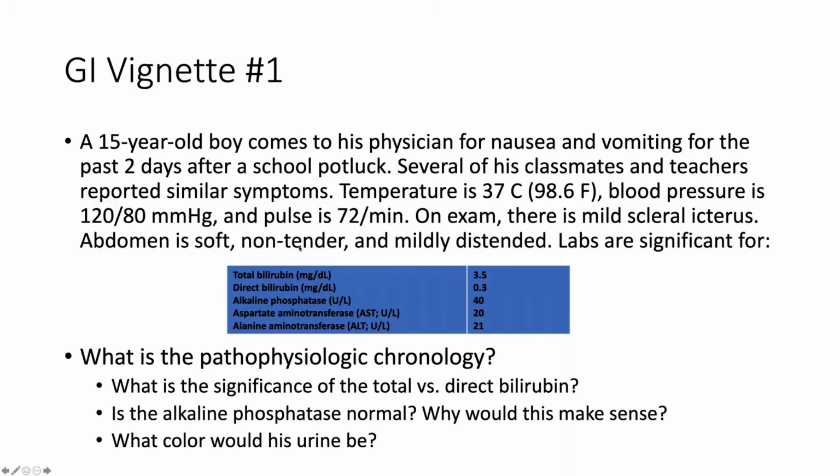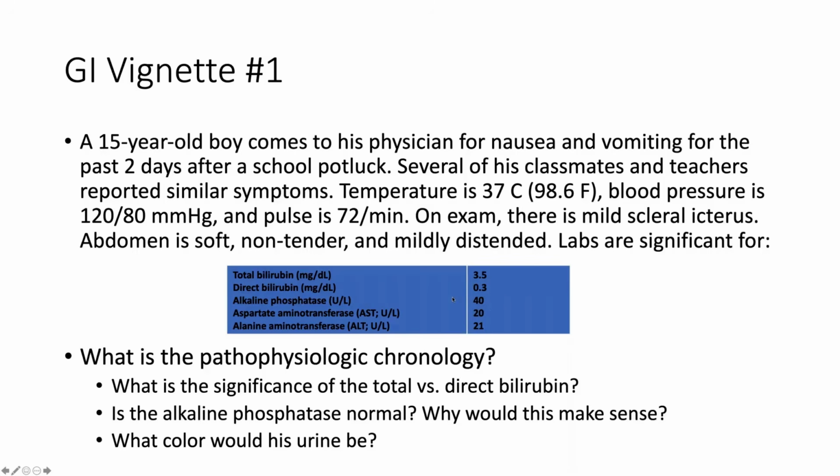So pretty non-specific. Soft, non-tender tells you it's not peritoneal signs. We weren't really thinking that. And mildly distended, probably just because of his nausea. I don't know, that's not specific. So the labs are really the key here. In this case, he's got high bilirubin, but his direct is low, and his alk phos, his AST, and his ALT are all normal. So that tells you that this can't be hepatitis.